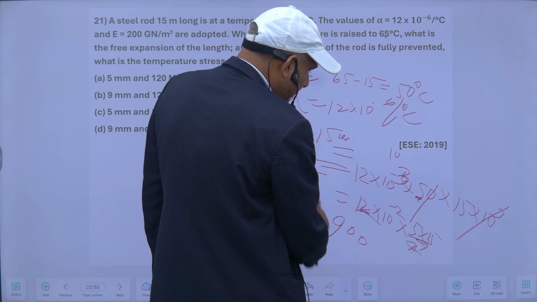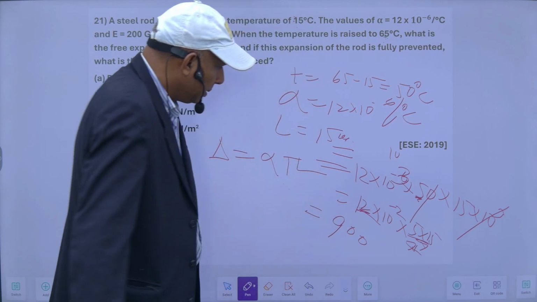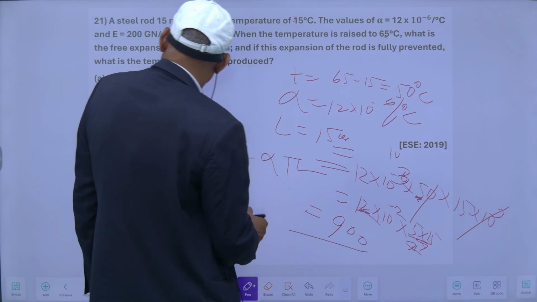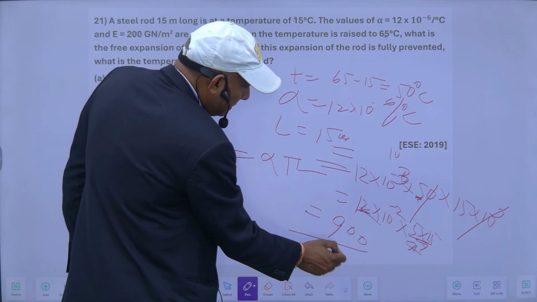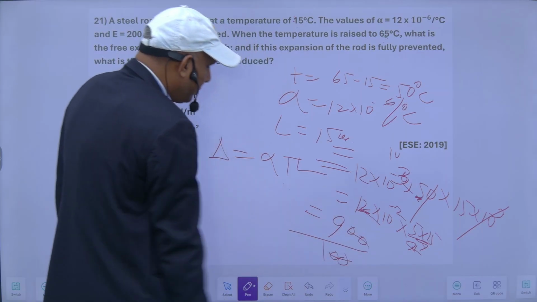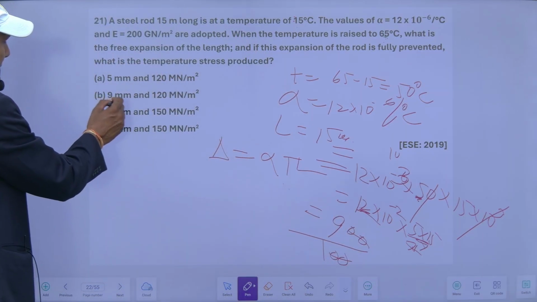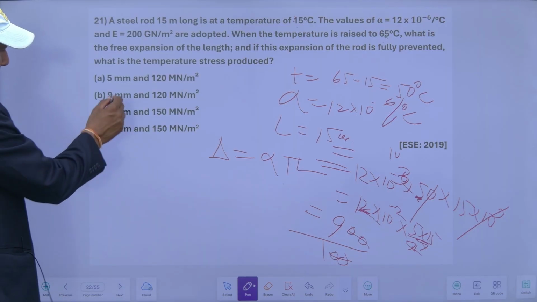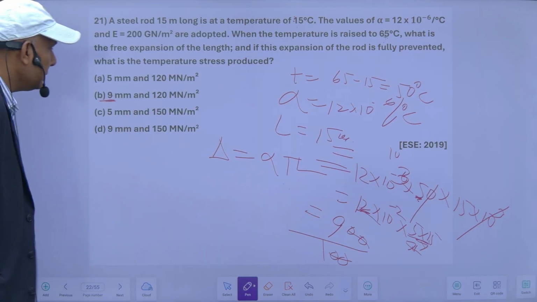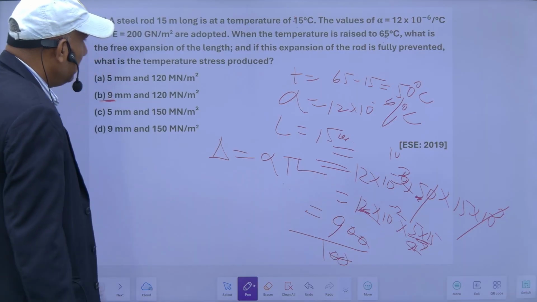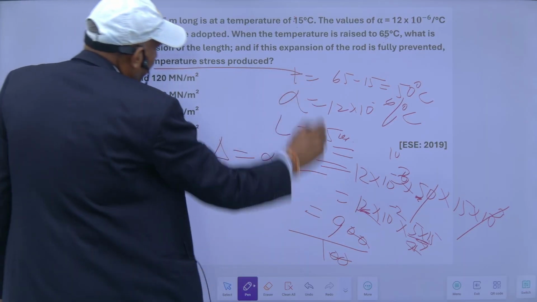This one divided by 100. So it will be 9 mm. So this is 9 mm and 9 mm is this and this. This also I have to calculate. So temperature stress is also I have to find out.